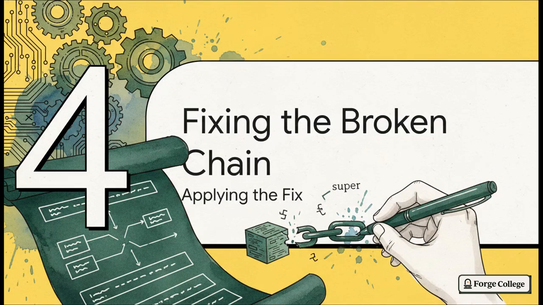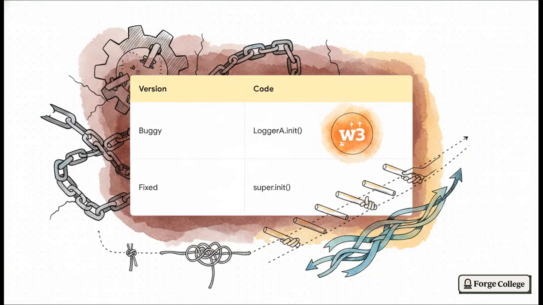Let's move on to Section 4, Fixing the broken chain. So, we know exactly what's wrong, and we know the rules of the race. Now it's time to grab our engineering pens and fix the blueprint for our app contract. Look at the buggy code: logger_a.init. It is hard-coded, it's rigid, and it completely ignores that C3 lineup.